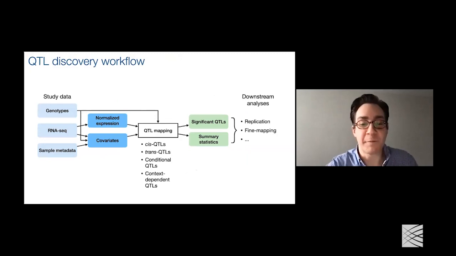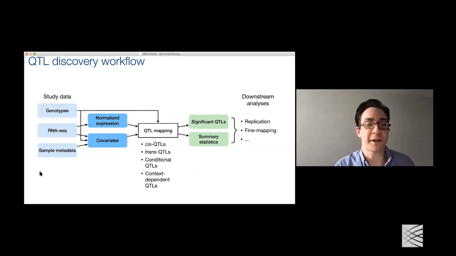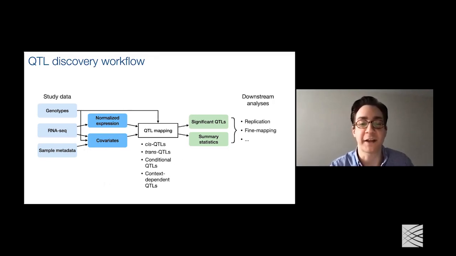On this slide, I'm just showing a broad map of the workflow. Starting with the study data, consisting of genotypes, RNA-seq data, as well as sample metadata, the first couple of steps are to generate normalized expression matrices, as well as sets of covariates to correct for unwanted variation, and I'll get into this in much more detail. Once we have these inputs, then we can actually perform the various types of QTL mapping, including the discovery of cis-QTLs, trans-QTLs, conditional QTLs, and also context-dependent ones, and I'll get into all of these aspects.